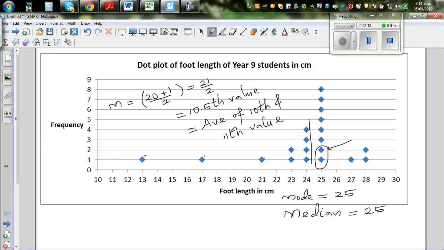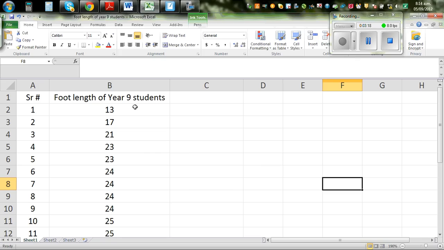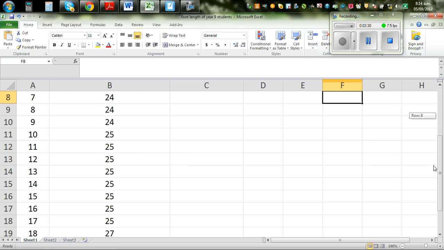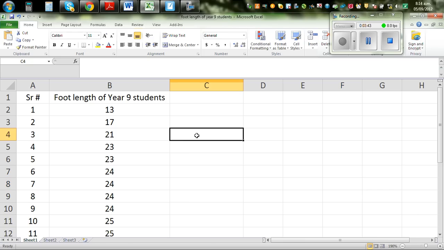Okay. Now how to do this using Excel. So this is again the dot plot. Here in Excel, of course, this is already sorted in ascending order. There are 20 values, 20 students. Can you see the 10th and the 11th are in the middle? So the average of 25 and 25 would be 25. Let me show you how to find these values.